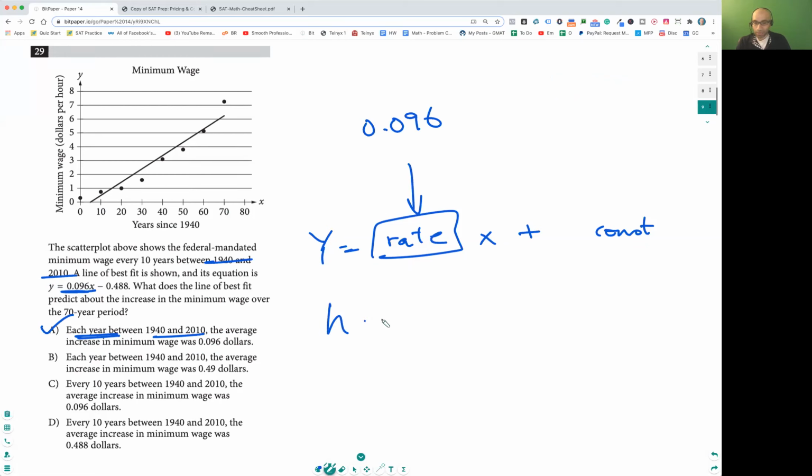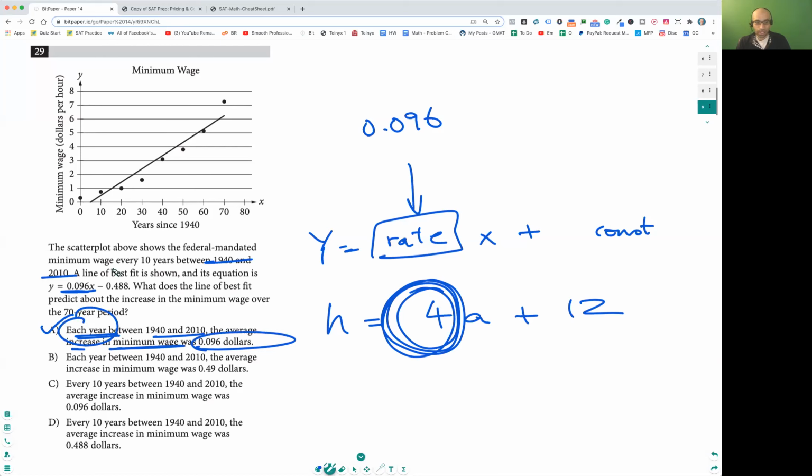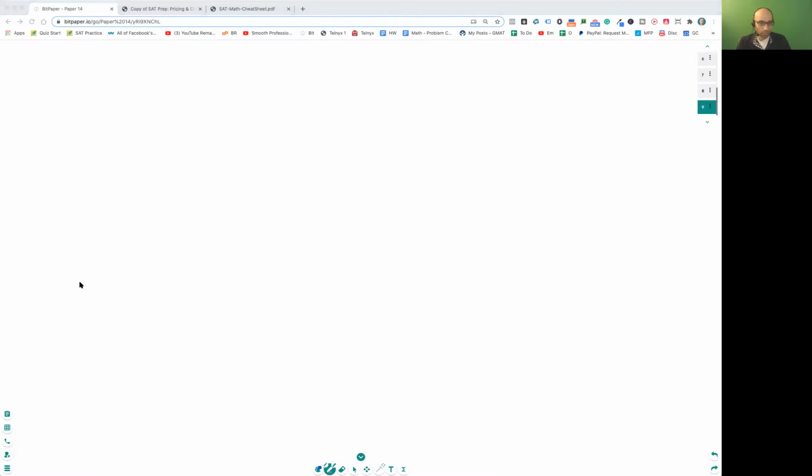Remember the one that we've done, the height of a dog is 4a plus 12 or something, right? Every year, the dog's height increases by 4. That's what it's saying. Each year, the average increase in the wage is this number. That's exactly the question, okay? So if you memorize this one, this should be easy. So with that, let's move on.